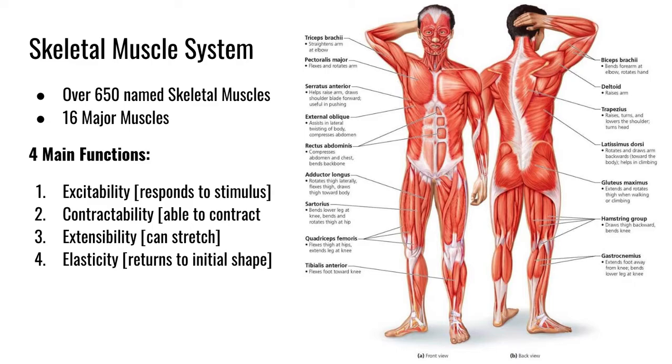So excitability would be maybe touching a hot burner and being able to respond quickly. Contractibility would be doing a bicep curl. Extensibility would be touching your toes, trying to touch your hands to the floor and getting a hamstring stretch. And then elasticity, once you've done that stretch, being able to return back and not just be all loosey-goosey.